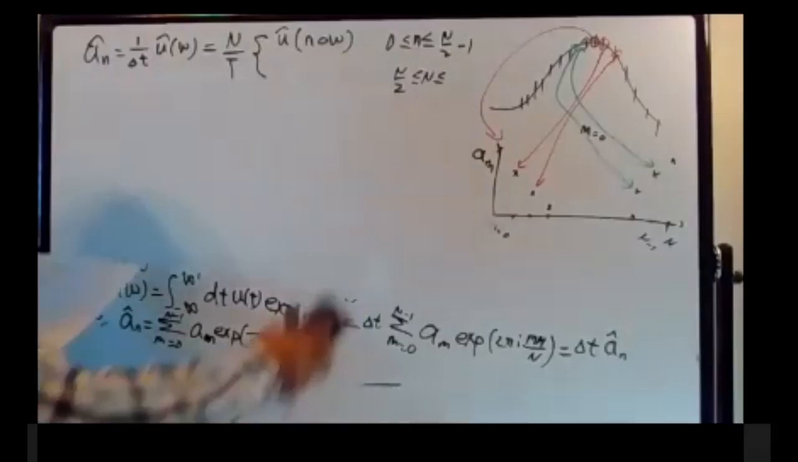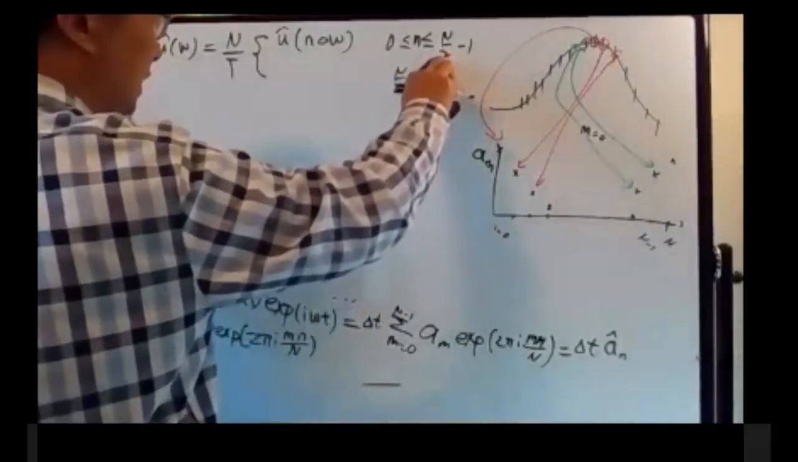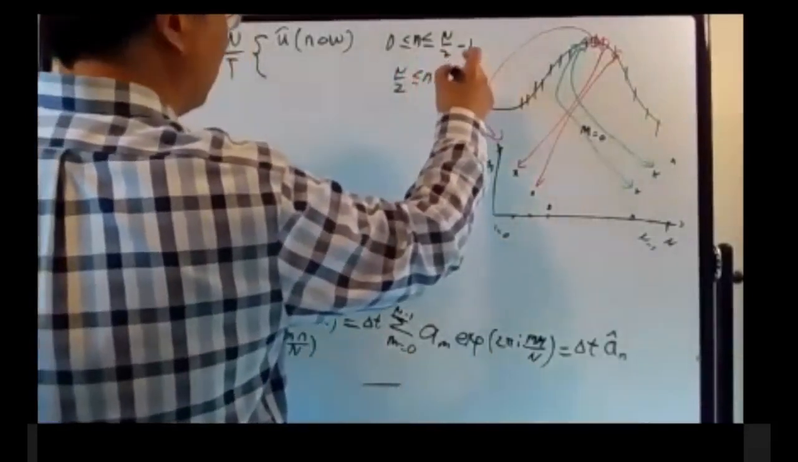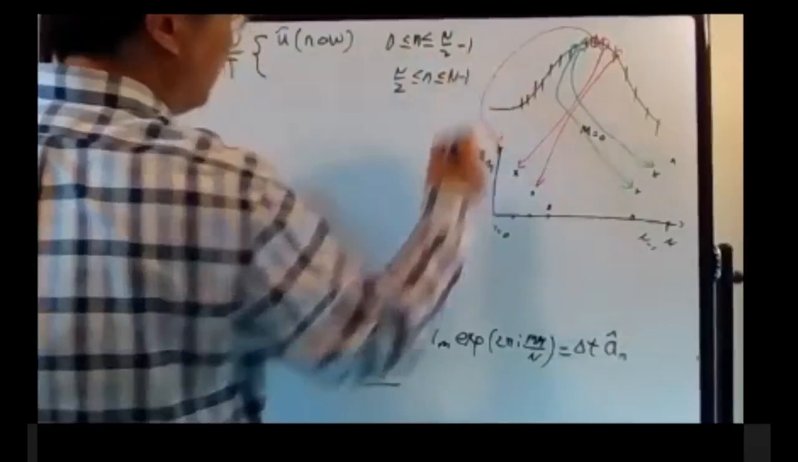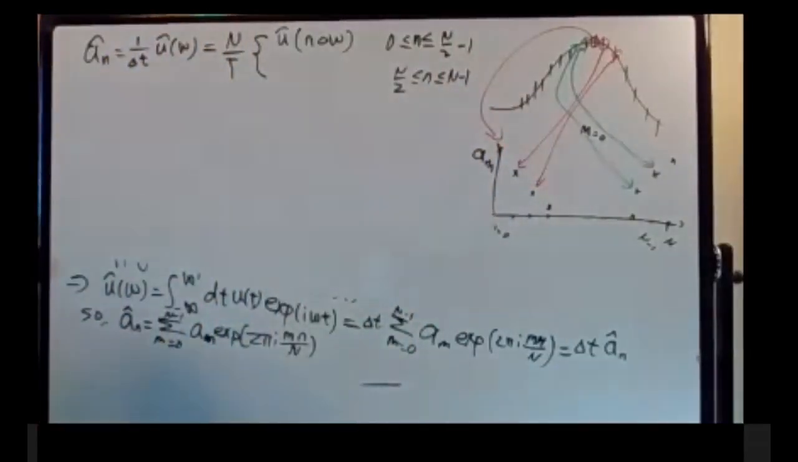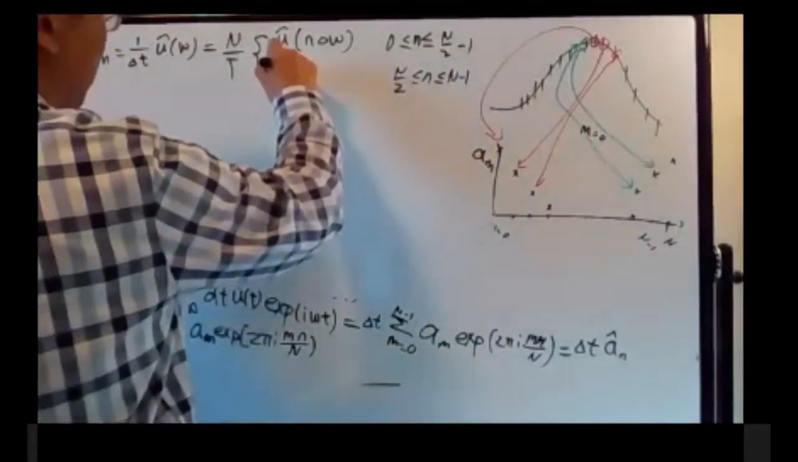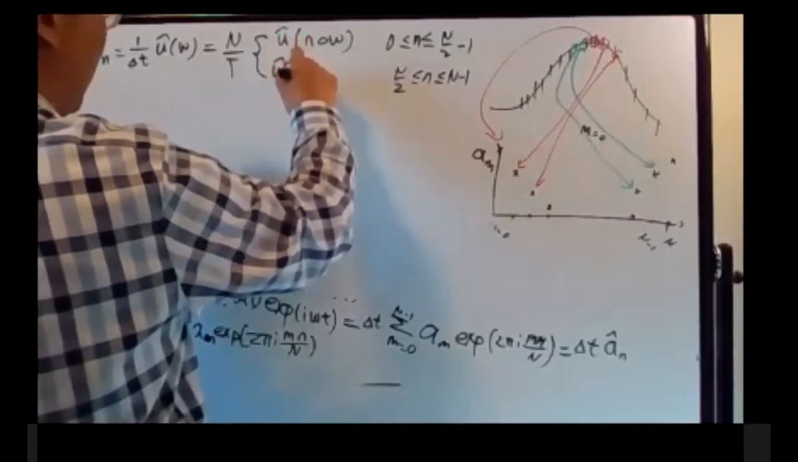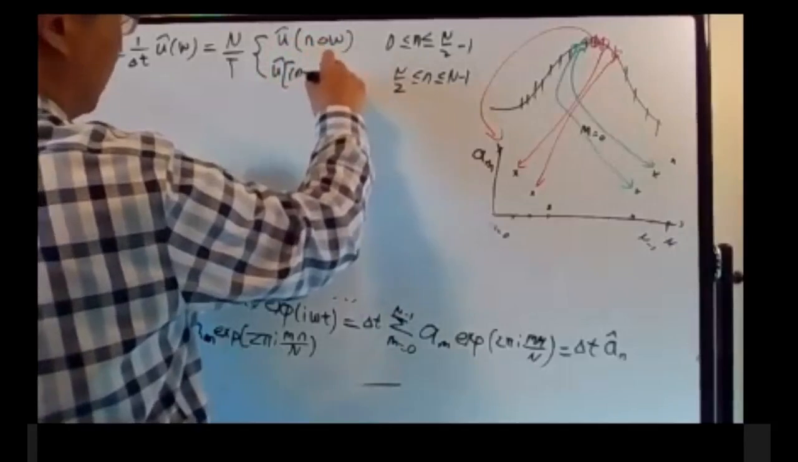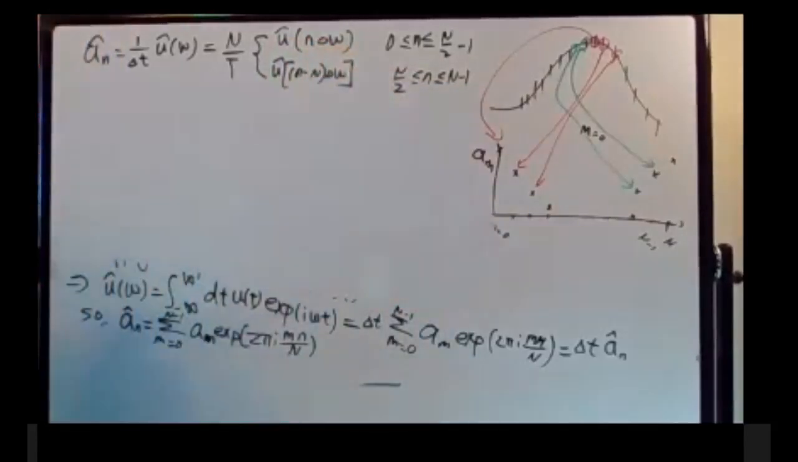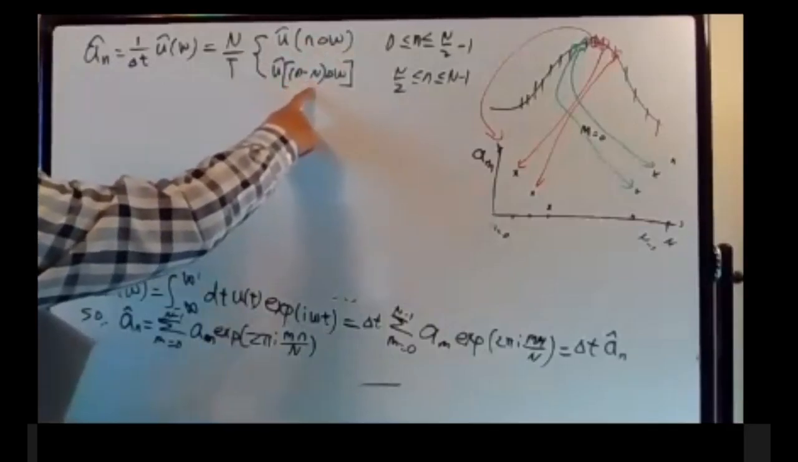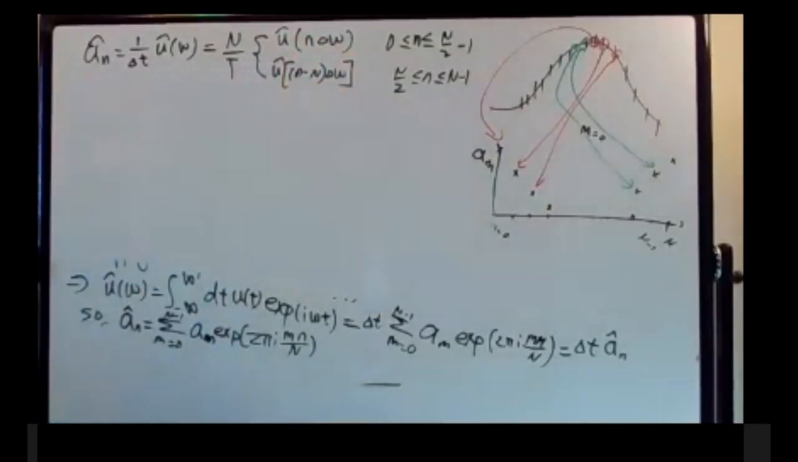and less than or equal to capital N minus 1, that's what we have for u hat. Then we have n minus capital N times delta omega.